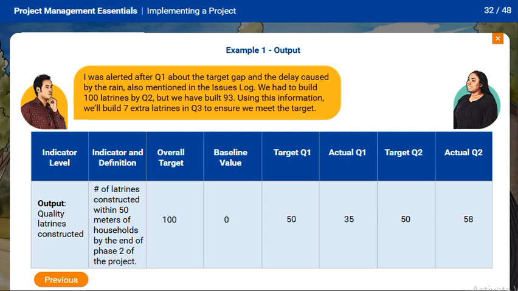Yes. I was alerted after Q1 that the target was not being met. I had investigated the causes for the failure to meet the target. The rain had caused the delay in the Q1 of the project, which I had mentioned in the issues log. I added more resources and we have nearly caught up. We were supposed to build 100 latrines by the end of Q2, but we have built 93. I'm using this information to plan to build 7 extra latrines in Q3 to make sure we achieve the target.